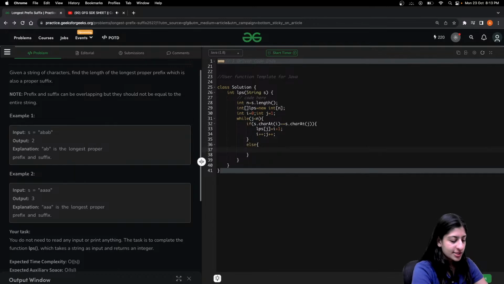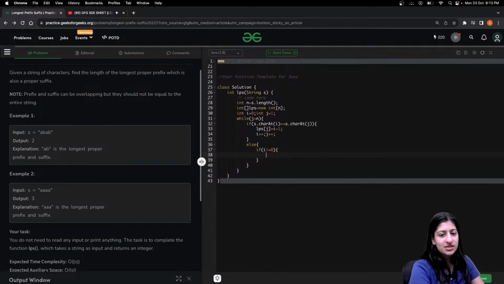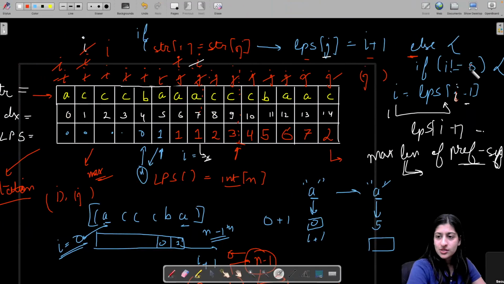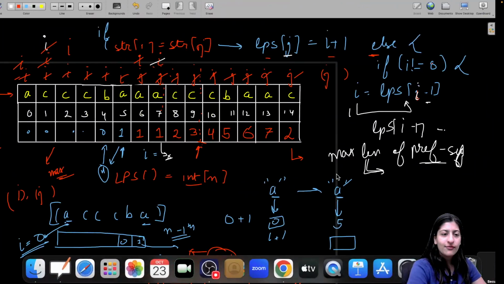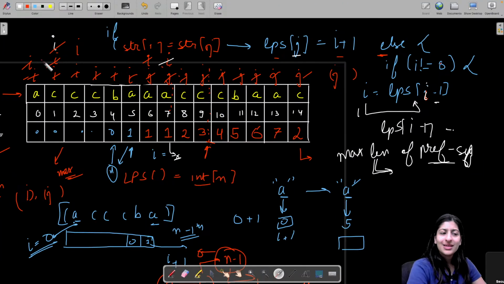Otherwise, first of all, you will check if your I is not equal to 0, because if it is equal to 0, just increment j and do nothing with I. So I in that case will become LPS of I minus 1, as I explained to you. This is what we were doing, LPS of I minus 1, if I is not equal to 0. And if I is already at 0, then you just need to increment j, that's all.